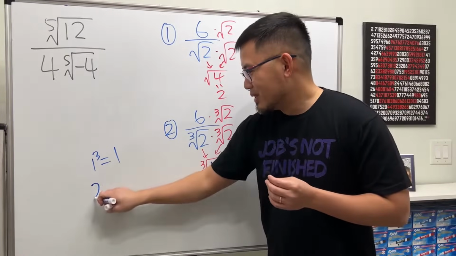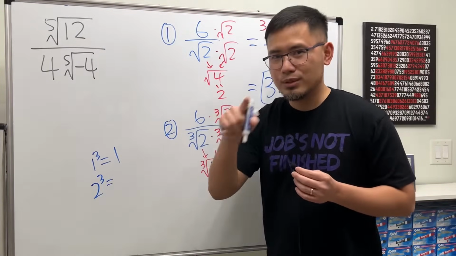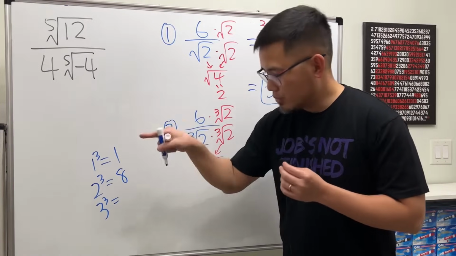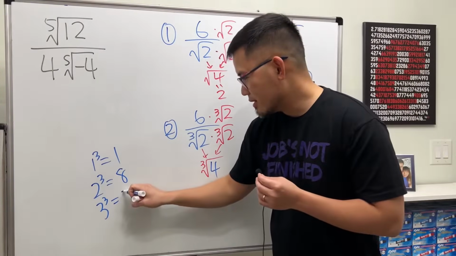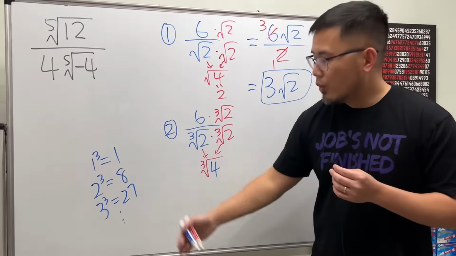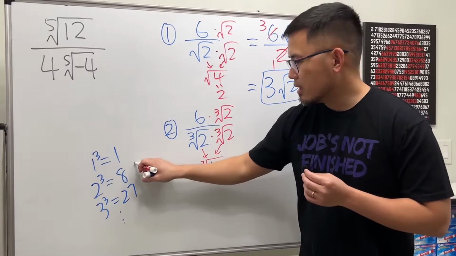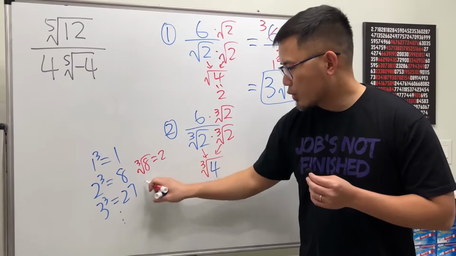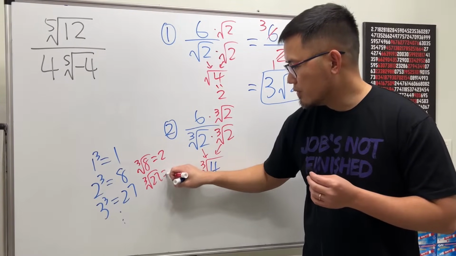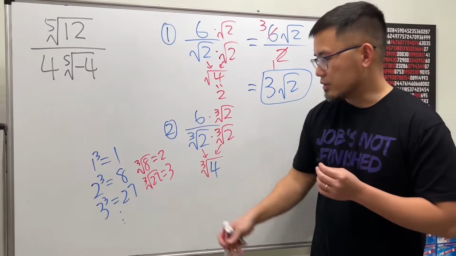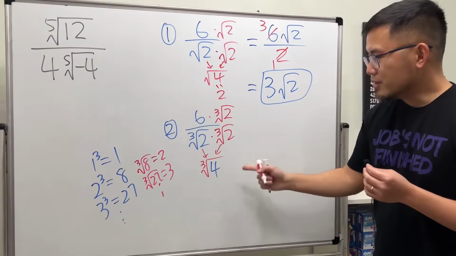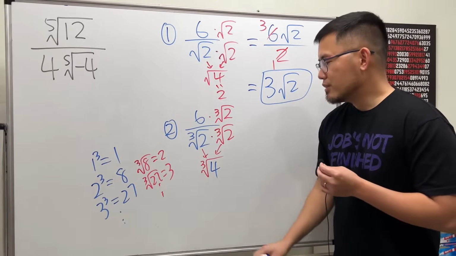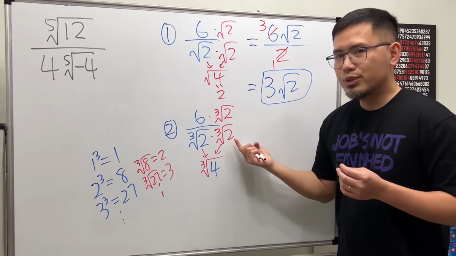But anyway, 2 to the third power is what? 2 times 2 times 2, which is 8. And then we can continue, 3 to the third power, 3 times 3 times 3, 27, and so on. Once you know these numbers, you will know that the cube root of 8 will give you a 2, and then the cube root of 27 will give you a regular 3, yeah? And so on. So you see, when we have 2 times 2 inside, that gives us 4. It's not enough.